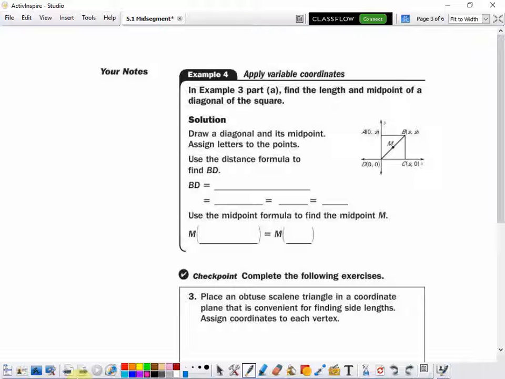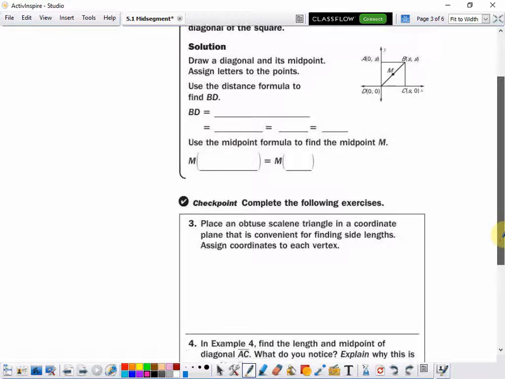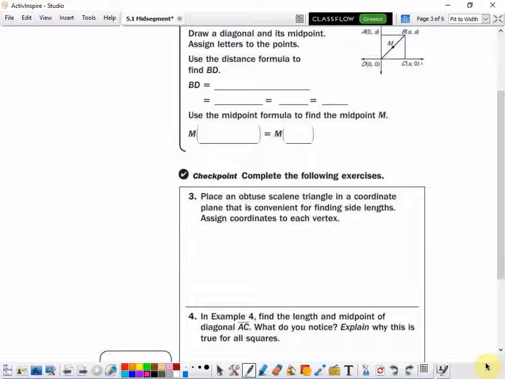We're going to go on to checkpoint 3. Place an obtuse scalene triangle in a coordinate plane that is convenient for finding side lengths and assign coordinates to each vertex. So 0, 0 is where we're going to start. Then over some amount, we'll just call it A, up 0.